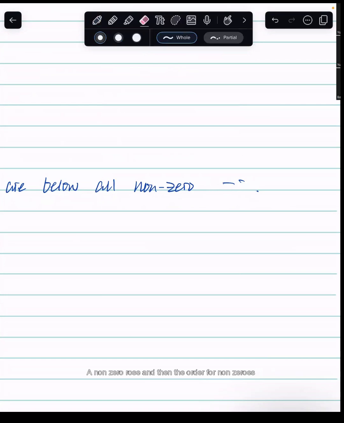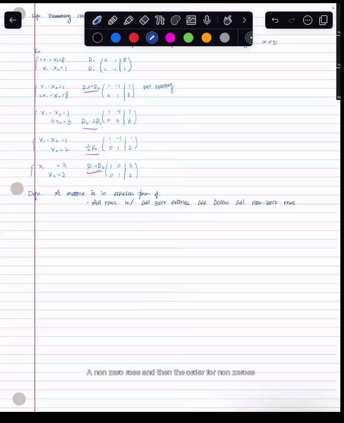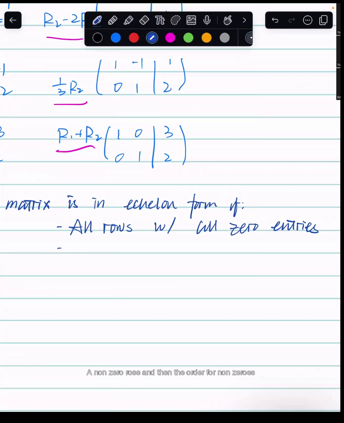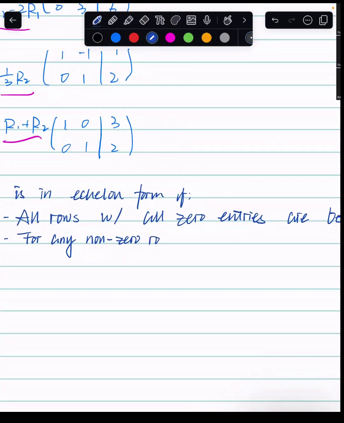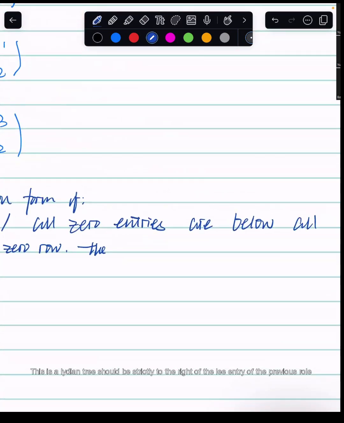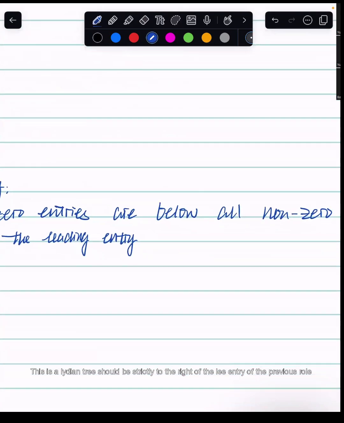Non-zero rows. And then the order for non-zero rows: we say the leading entry should be strictly to the right of the leading entry of the previous row.